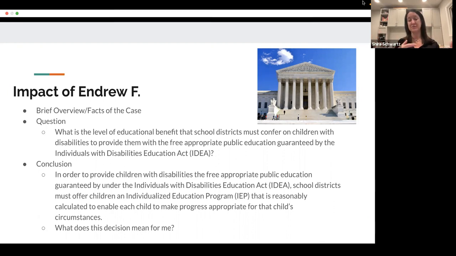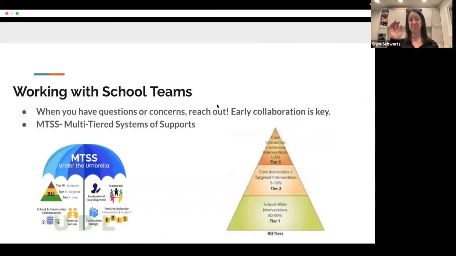But it also allows school teams to talk about what is reasonable progress, calculated by their retention, by their ability to attend in class, things like that. So it's something that really needs a lot of discussion and a lot of partnership with the school.